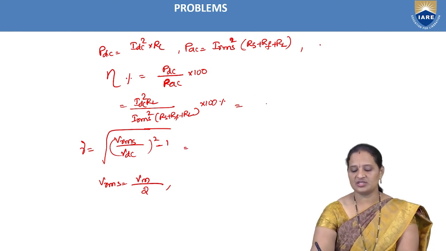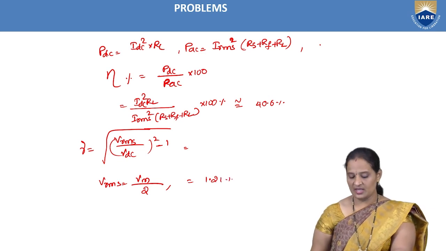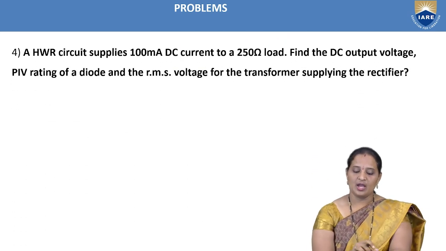So the efficiency will be approximately equal to 40.6%, whereas the ripple factor will be approximately equal to 1.21%. So this is the problem.